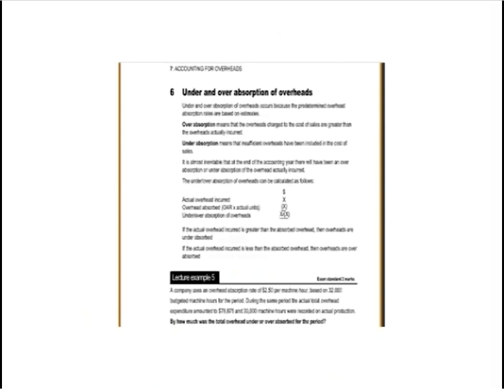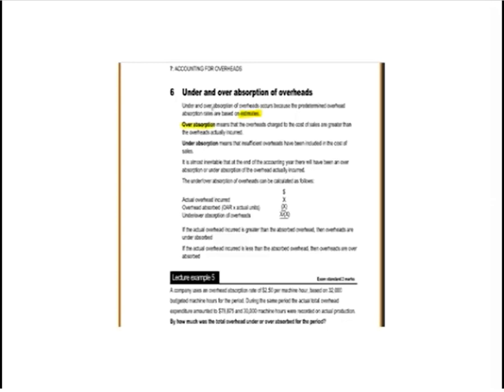Section 6 looks at under and over absorption of overheads. Now, an under or over absorption of overheads will occur because the predetermined overhead absorption rates that we set at the start of the period will always be based on estimates. When we get to the period end, we'll need to look at the difference between our estimated costs and our actual costs to work out whether we have over or under absorbed our overheads during the period.